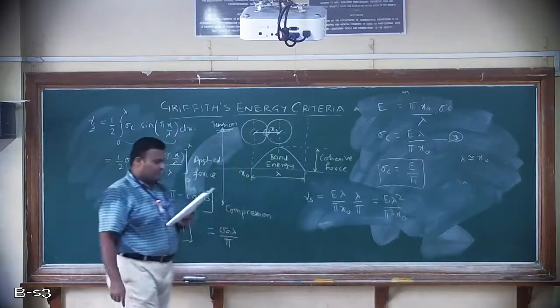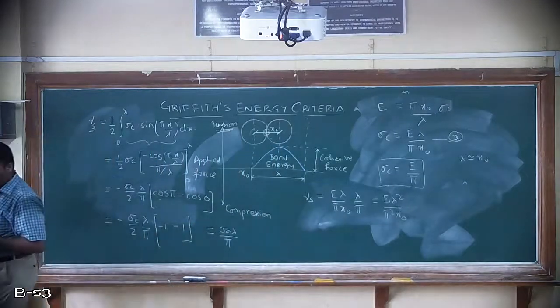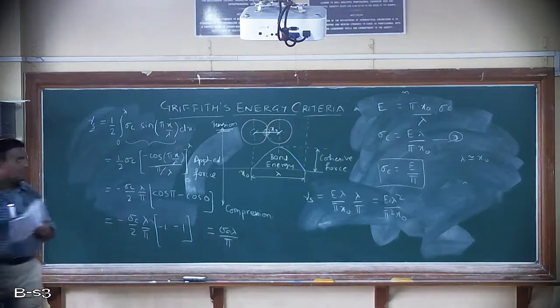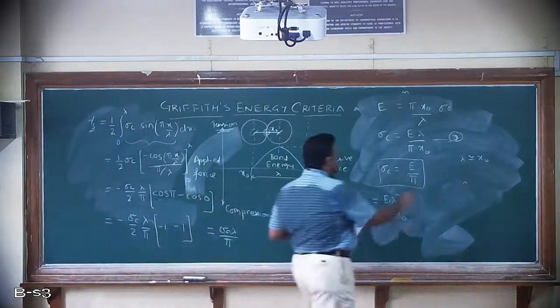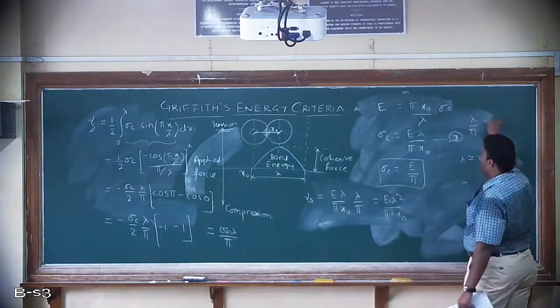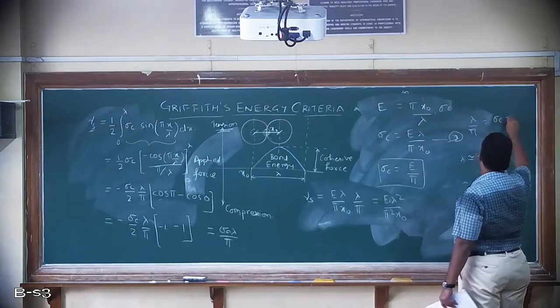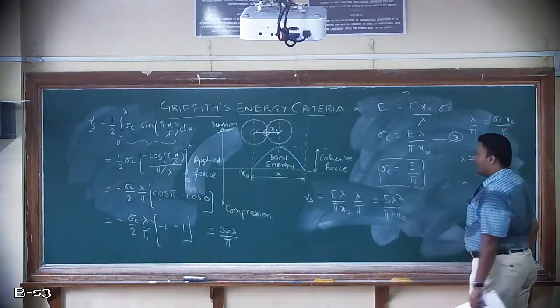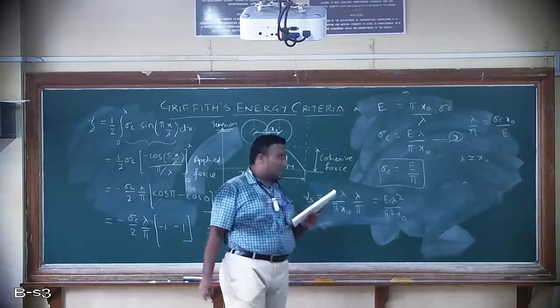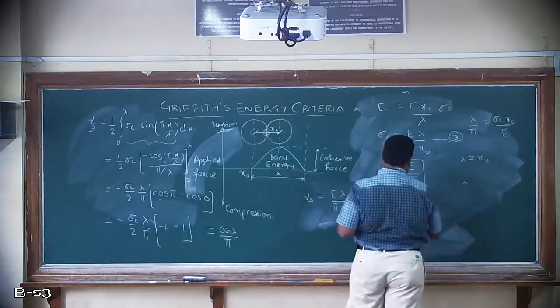Do you agree with this? So also from this equation number 3 we can calculate lambda by pi will be equal to what? From this equation 3, what will be lambda by pi equal to? Lambda by pi will be equal to sigma c into x naught upon E. Do you agree with that? Okay. Sigma c x naught upon E is lambda by pi. So that lambda by pi I'll also substitute over here.